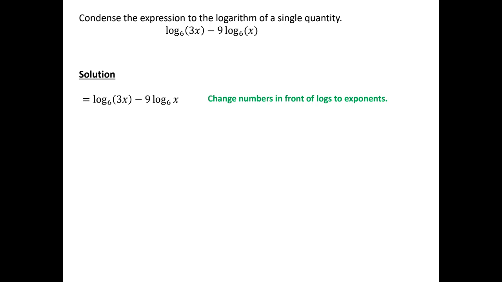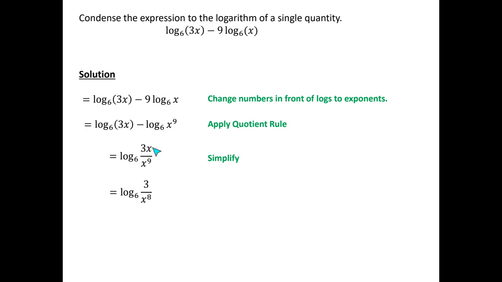Okay. So if I make the 9 an exponent, then I get x to the 9th. Now we're going to apply the quotient rule, since these are being subtracted. So we're going to have 1 log base 6 of 3x divided by x to the 9th. If you're able to simplify, then we'll go ahead and simplify. So one of these x's will cancel with 1 on the denominator, leaving us with 3 divided by x to the 8th.